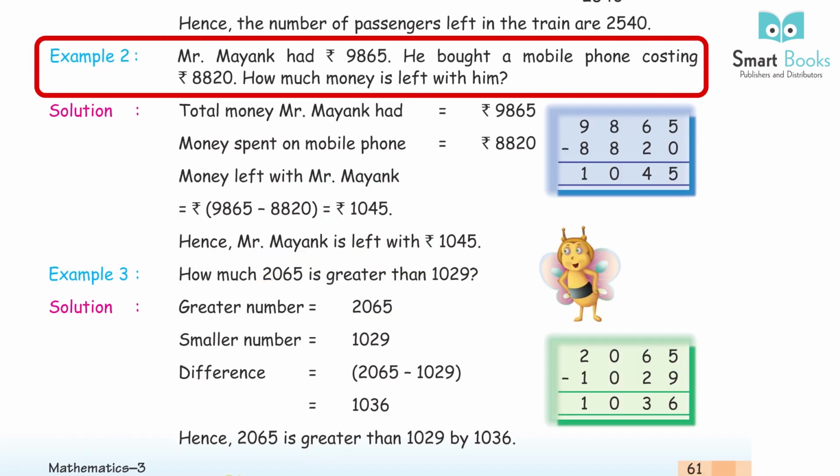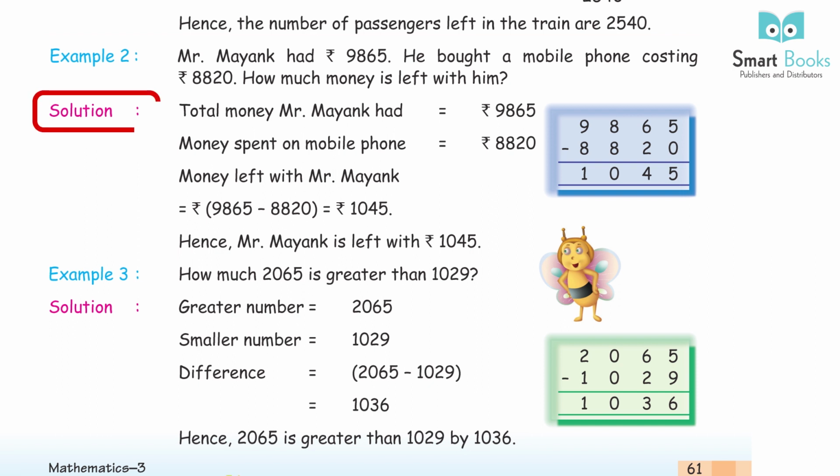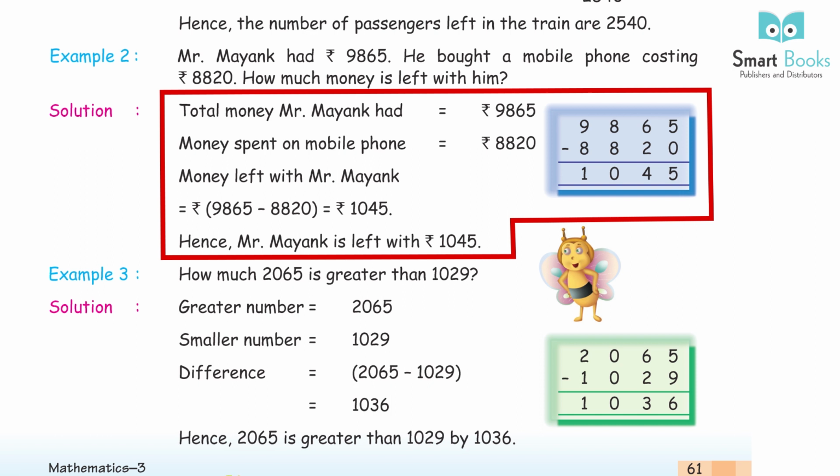Example 2. Mr. Mayank had rupees 9865. He bought a mobile phone costing rupees 8820. How much money is left with him? Solution. Total money Mr. Mayank had is equal to rupees 9865. Money spent on mobile phone is equal to rupees 8820. Money left with Mr. Mayank is equal to rupees 9865 minus 8820 is equal to rupees 1045. Hence, Mr. Mayank is left with rupees 1045.